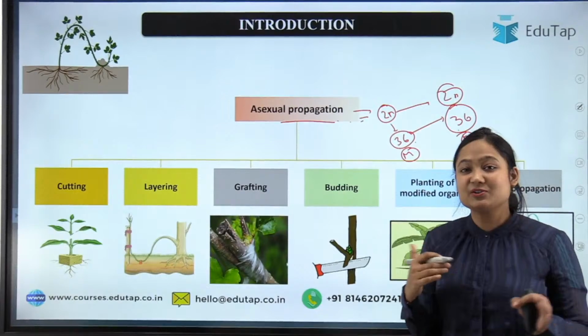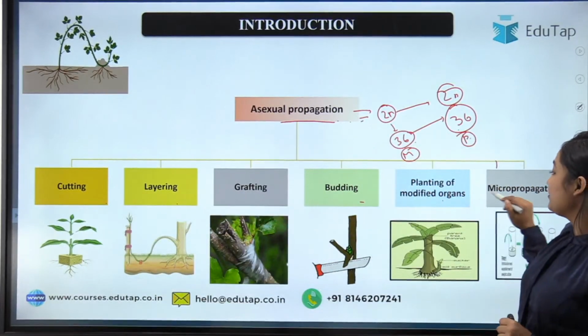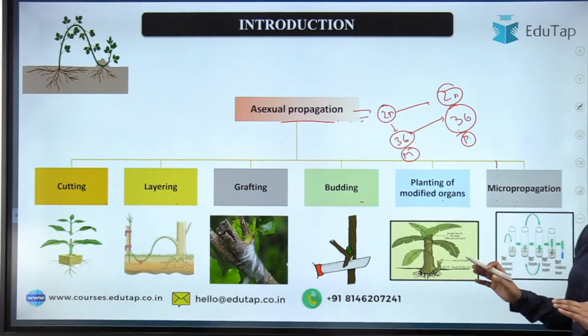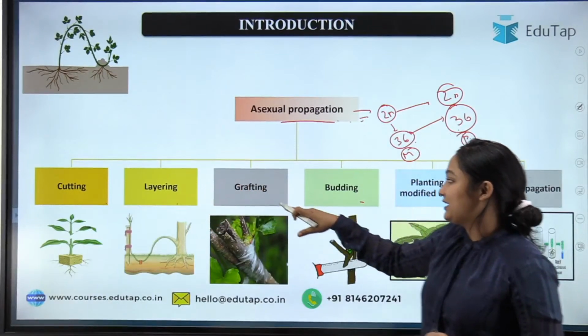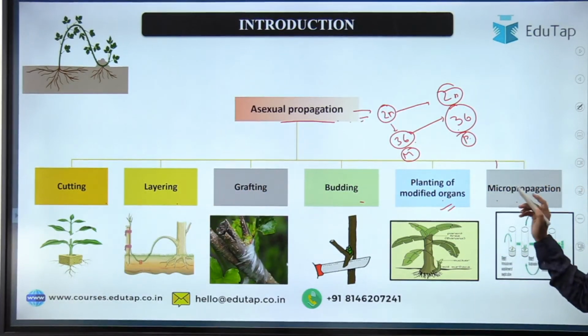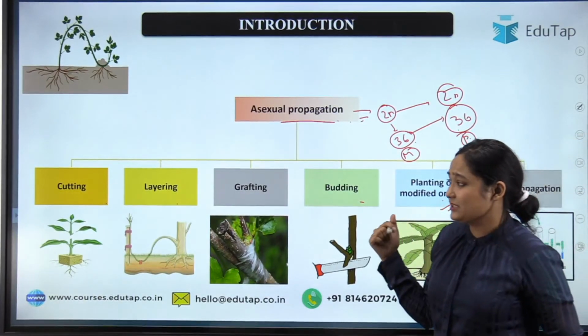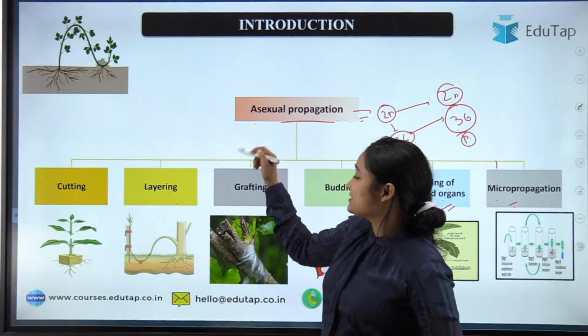Now, what types of asexual propagation are there? That can be your cutting, layering, grafting, budding, plant modified organs and micro propagation. So we will discuss it. We'll see what kind of cutting, layering, grafting, budding there are, what plant modified organs mean, what organs are there, and micro propagation. This is a little advanced. So simply going by name, let's quickly see so that you can understand what is happening.